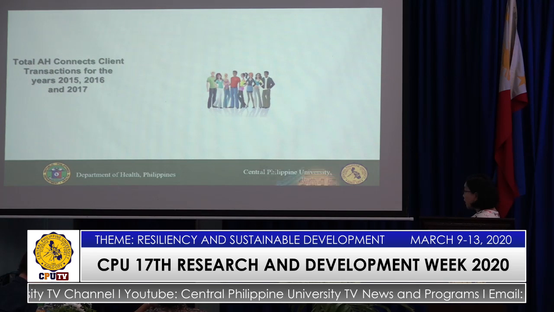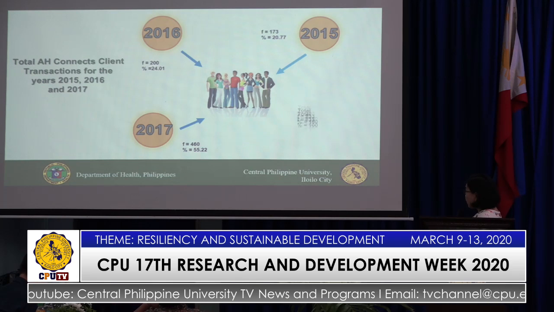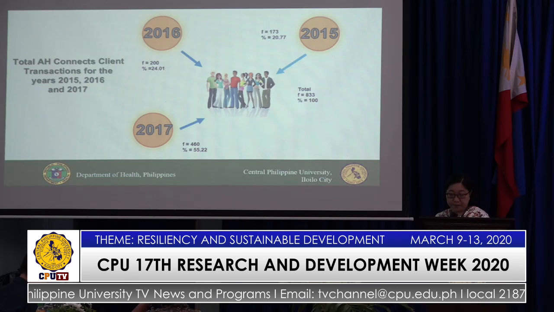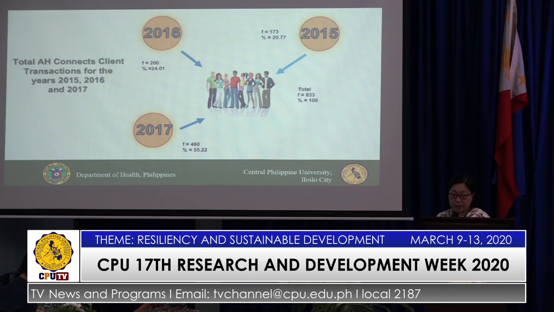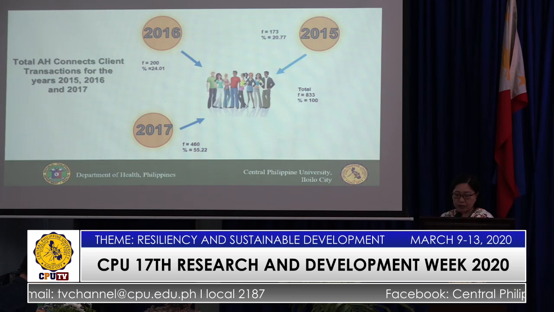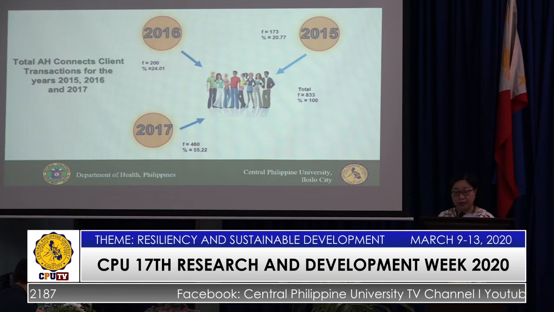Okay, as for transactions, this is the distribution. When we say transactions, this refers to the number of times clients contacted AH Connect. Results showed that out of 833 client transactions, more than half of the transactions, or 55.22%, were conducted in 2017.